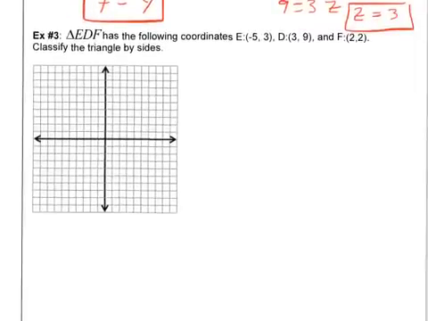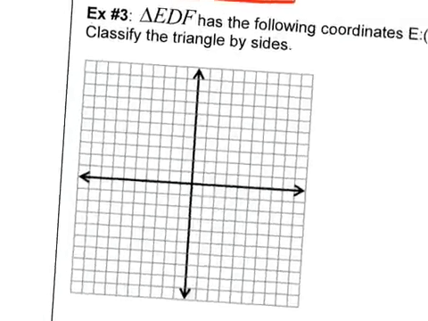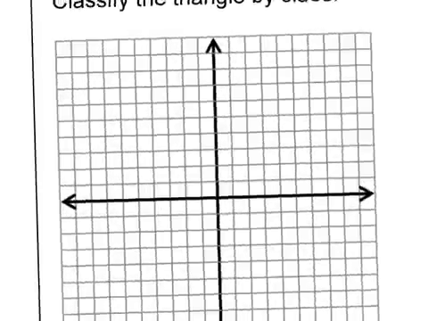Alright. Example number 3. It says triangle EDF has the following coordinates. E is at negative 5, 3. D is at 3, 9, and F is at 2, 2. And we're going to classify the triangle by its sides. Well, the first step in these types of problems is to always graph it out. So plot these points. So I'm going to zoom in and plot E at negative 5, 3 first.